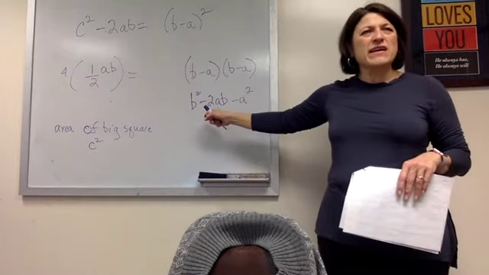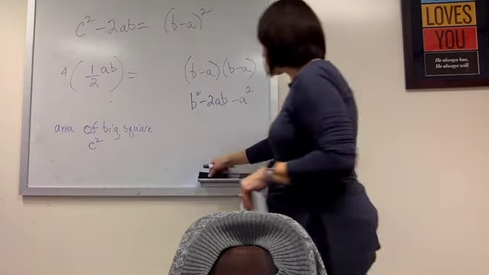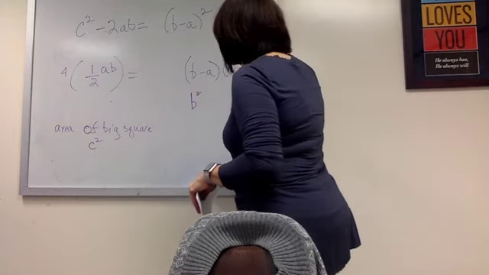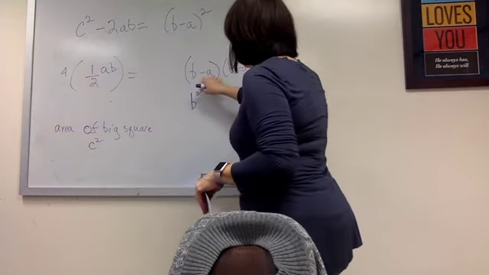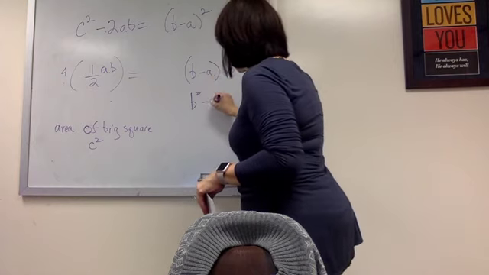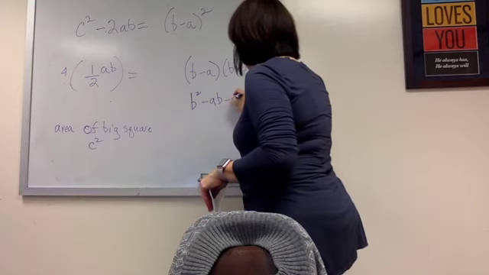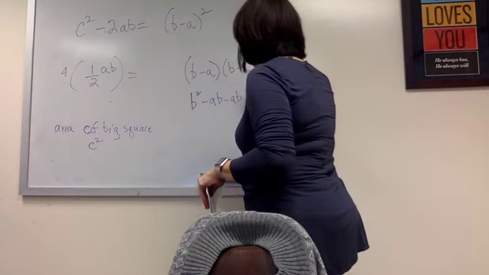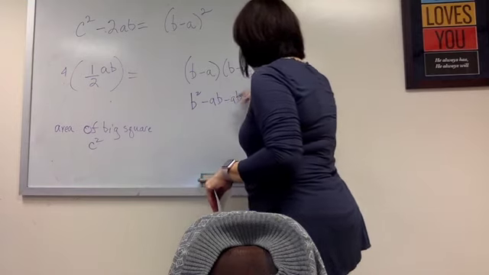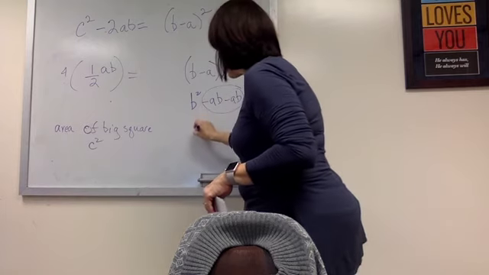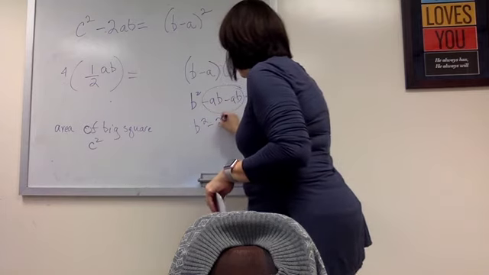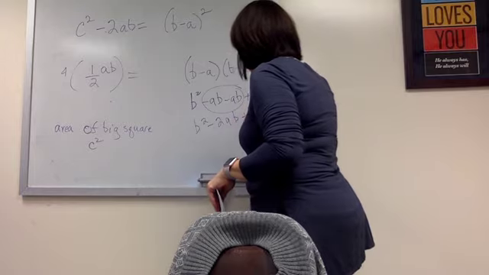Is everybody okay with how I got this middle term? Should I expand that out? Would it be plus? Oh, it's plus, I'm sorry, you're right. So this is minus AB times minus BA, which we're going to write alphabetically so we can see it. And it's going to be plus A squared. Here we're going to collect like terms. So it's B squared minus 2AB plus A squared.